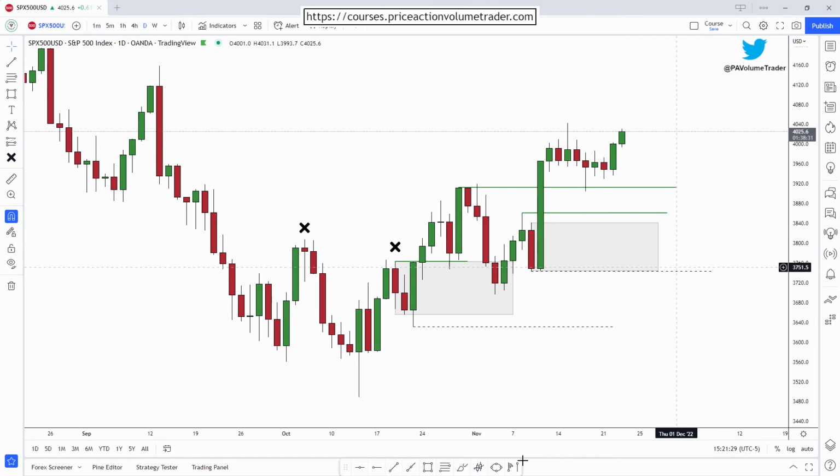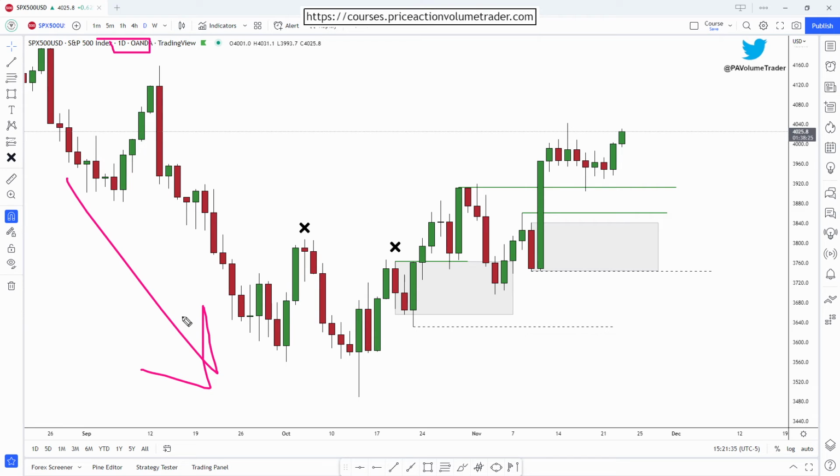So as you can see, let's do an analysis. This is a daily chart. We're coming in a big downtrend. We're making lower highs, lower lows, and then right here, this is where we spot something going on, because we have here what we defined as a fake out or a swing failure.